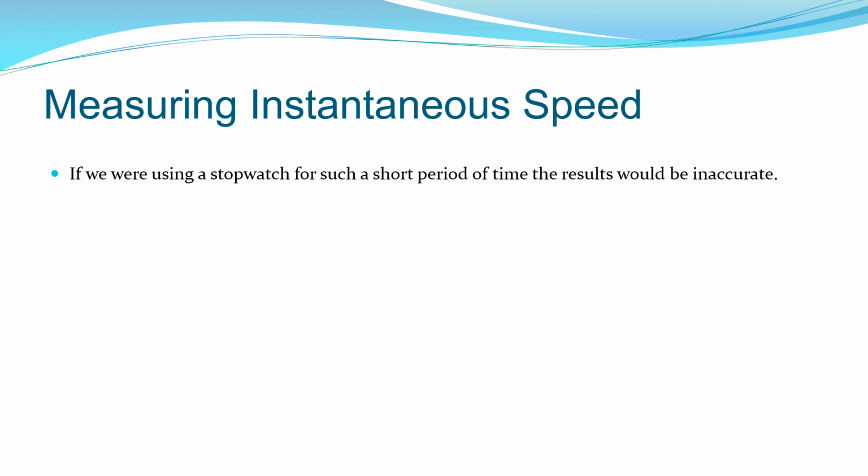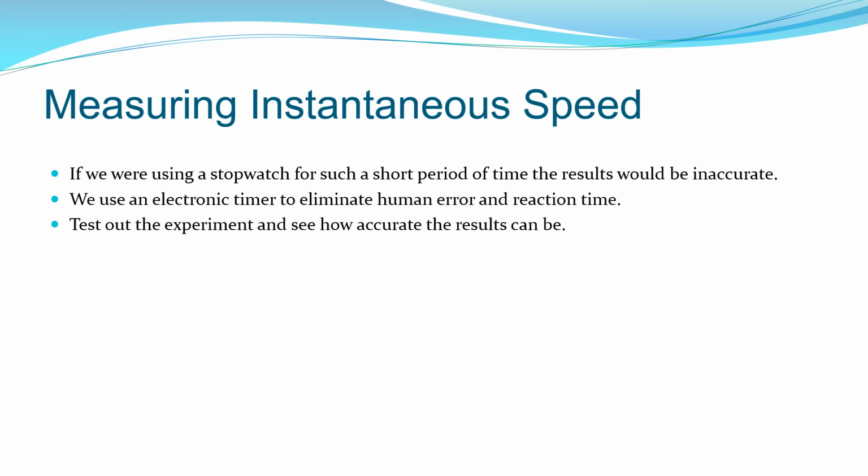You can't really use a stopwatch for instantaneous speeds because the results would be inaccurate. We're talking about things happening so quickly that you can't react quick enough to press the stopwatch. And so we'd use an electronic timer to eliminate our mistakes with a stopwatch, and we don't need to worry about reaction time then as well. So this might be familiar to you from last year. Some of you will have seen this before. And so we do this experiment a few times, see how accurate we could be.